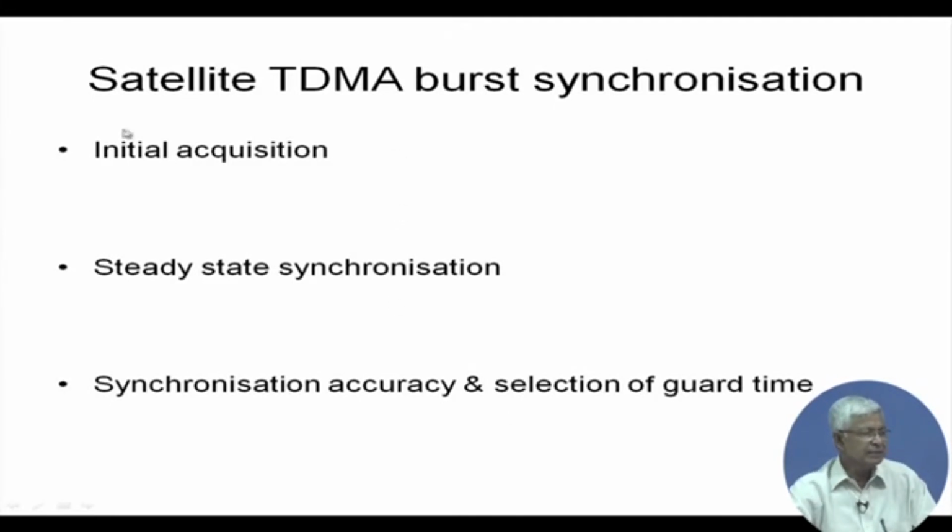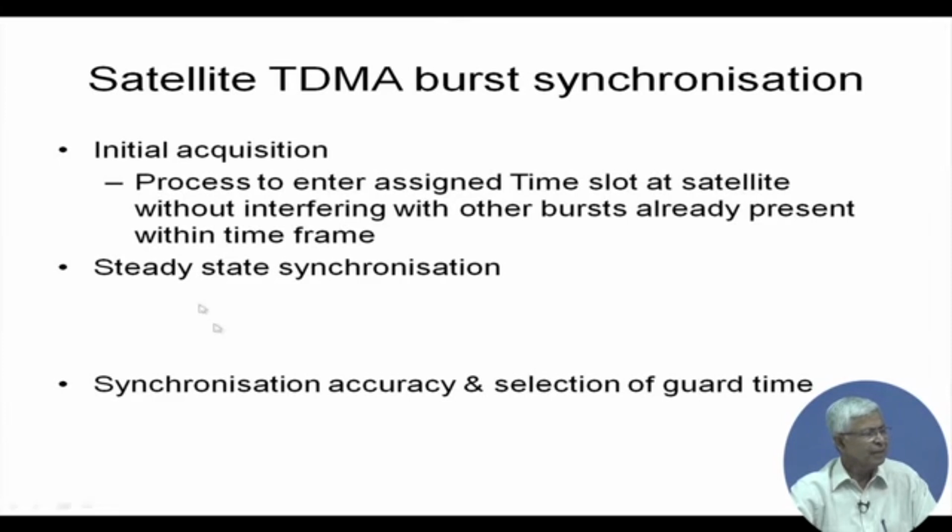Now, this satellite TDMA burst synchronization can be divided into two parts. One is the initial part, which is initial acquisition, another is the steady state synchronization. From these two, we will try to see what is the synchronization accuracy and how do you select the guard time. Now, initial acquisition is a process to enter the assigned time slot at the satellite without interfering with the other bursts which are already present within the time frame.